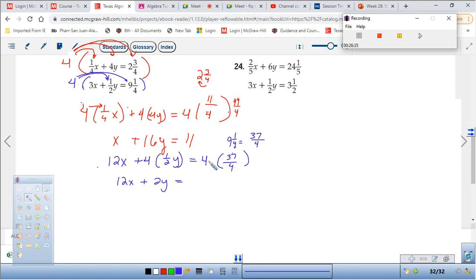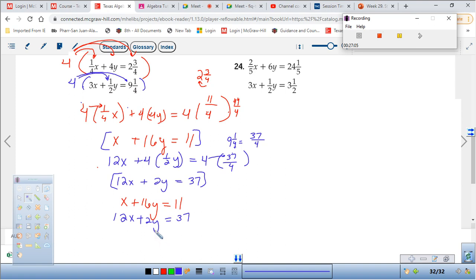Now I'm going to tell you this much. You don't have to do much math here, because when I multiply by 37 times 4, and then I divide by 4, it just gives me 37. So there it is. So here are my two new equations I would use. So then I would have x plus 16y is equal to 11. And then I have here 12x plus 2y is equal to 37.